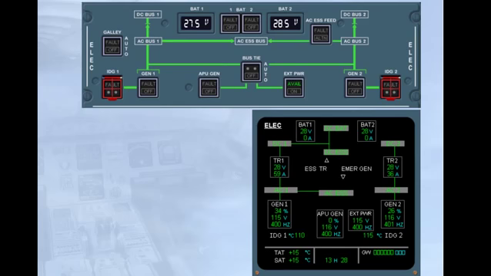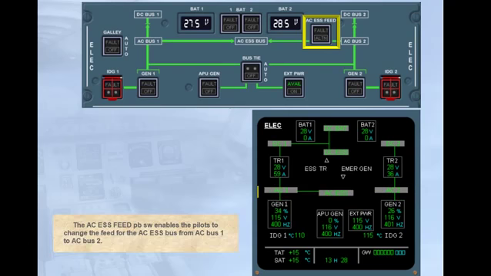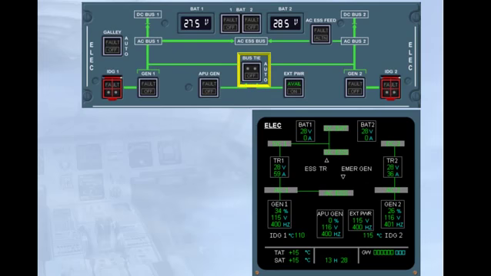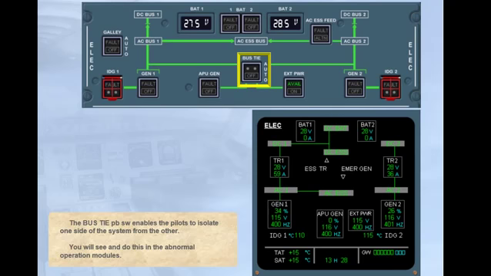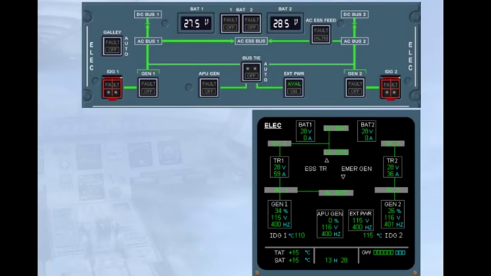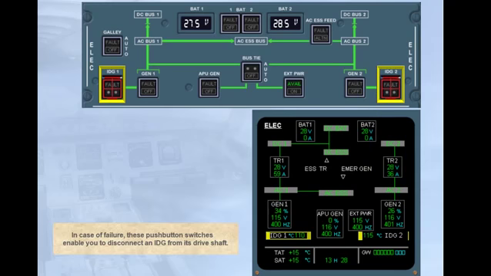The AC Essential Feed push-button switch enables the pilots to change the feed for the AC Essential bus from AC Bus 1 to AC Bus 2. The Bus Tie push-button switch enables the pilots to isolate one side of the system from the other. You will see and do this in the abnormal operation modules. In case of failure, these push-button switches enable you to disconnect an IDG from its drive shaft.